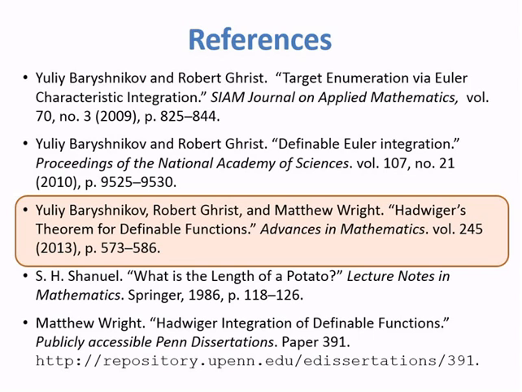So target enumeration seems like a natural application of Euler characteristic integration. Do you guys have any proposed applications for the higher Hadwiger integrals?